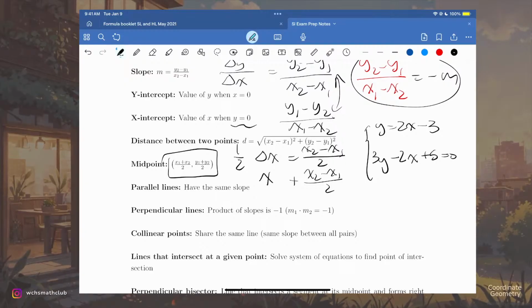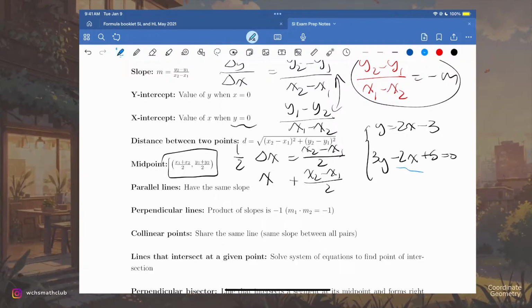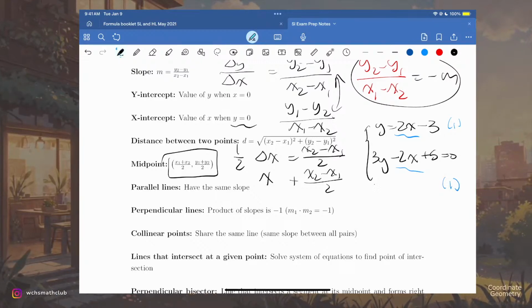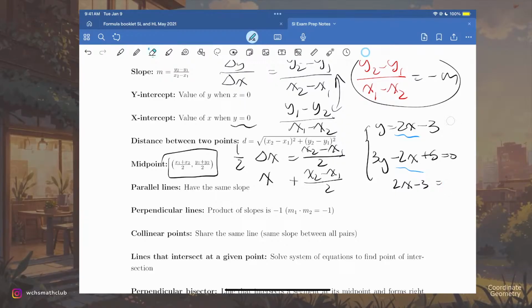And to solve a system of equations, usually you want to kill one of the variables, right? So what we can do here is rewrite the first equation. Here you see that we have a 2x term here and a 2x term here. So if we can add the 2 equations somehow, that would be pretty good. So we rewrite the first equation so that 2x minus 3 is on this side. We have 2x minus 3 equals y.